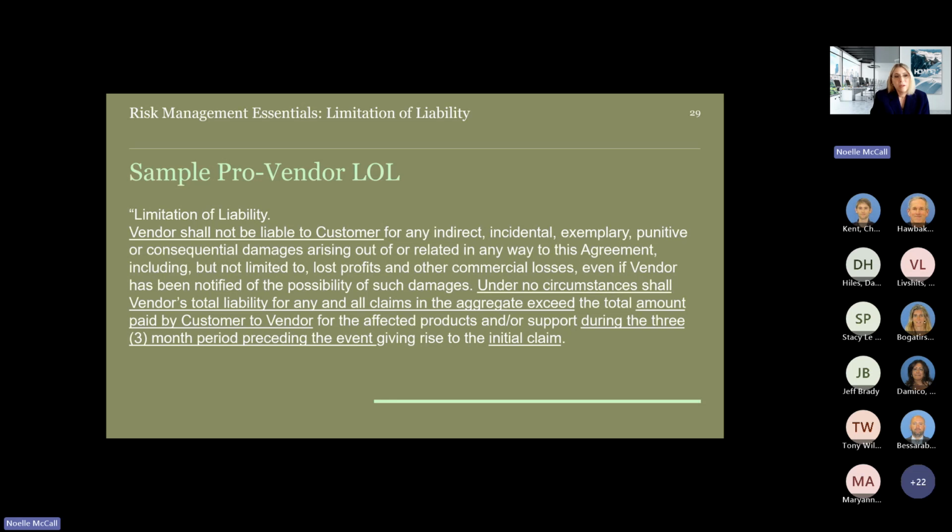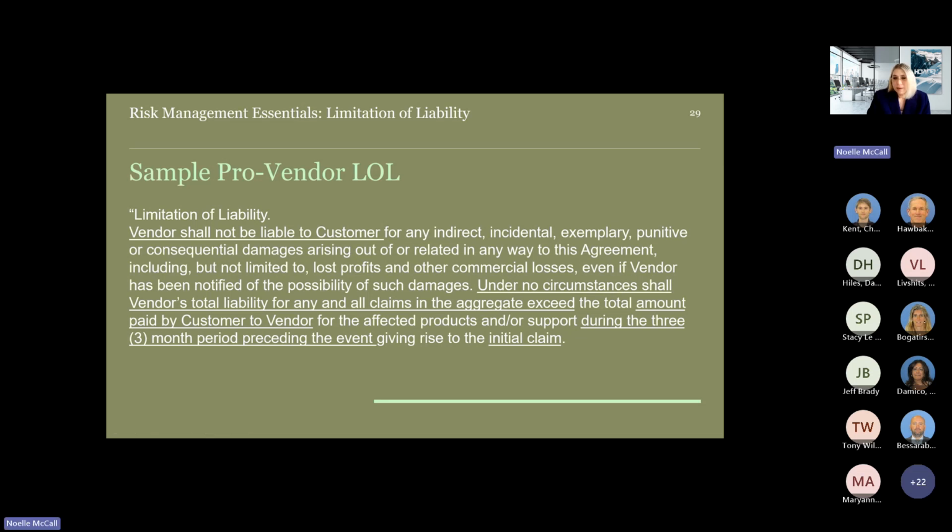Limitation of liability. Vendor shall not be liable to customer for any indirect, incidental, exemplary, punitive, or consequential damages arising out of or related in any way to this agreement, including but not limited to lost profits.